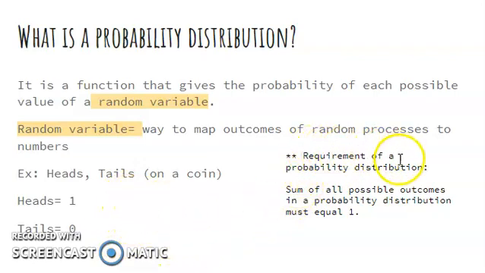But there's a requirement of a probability distribution. The sum of all the possible outcomes in a probability distribution must equal 1. So in a coin, the probability that you get a head and a tail is equal. They're both 0.5, and 0.5 plus 0.5 is equal to 1. Now if the probabilities added up to greater than 1 or less than 1, then it is not a probability distribution.